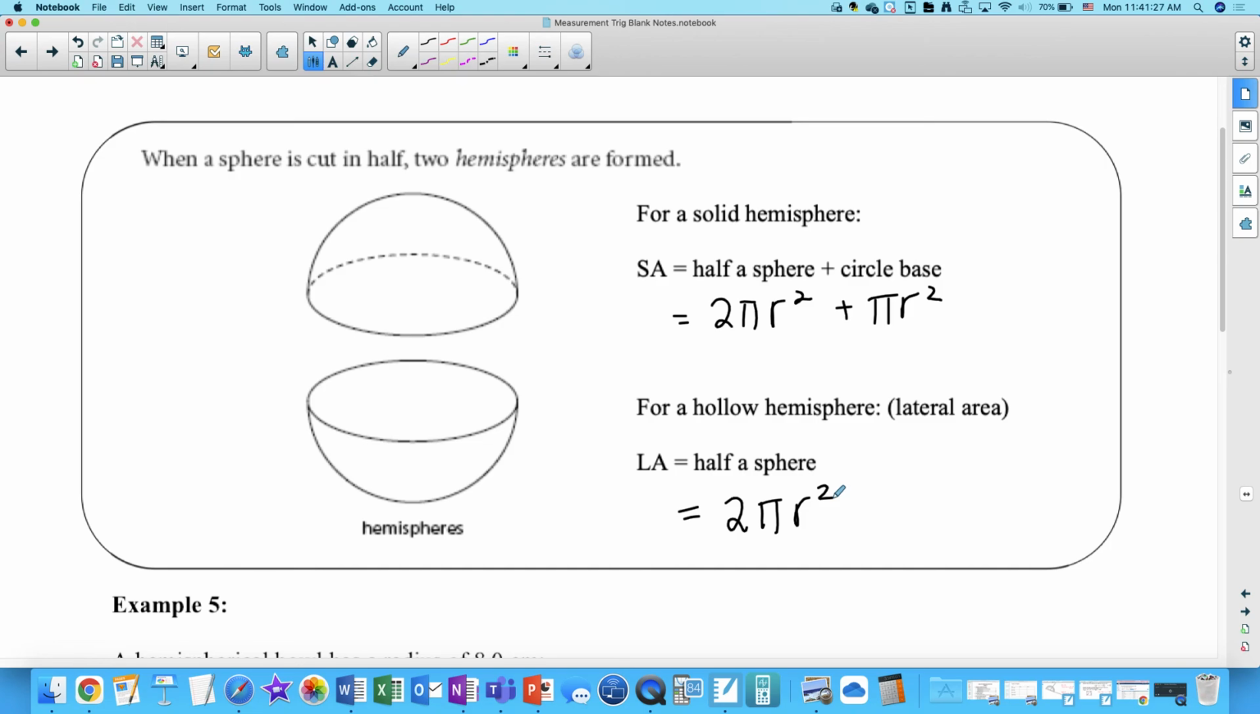Are we going to get a lot of questions with this? You could, yeah. This is not on your formula sheet, so you need to be able to work with the formula for a sphere and figure out how you would solve this type of problem. Okay?